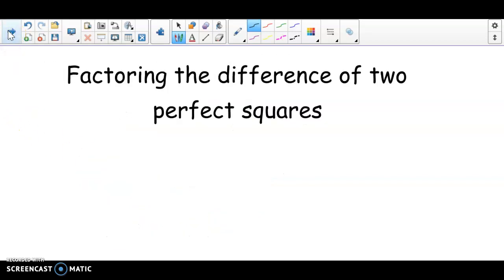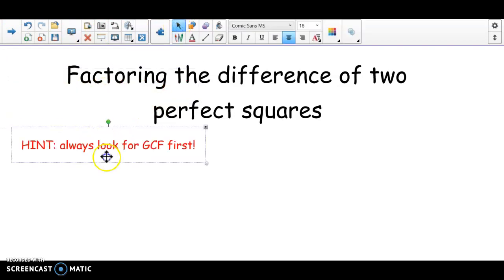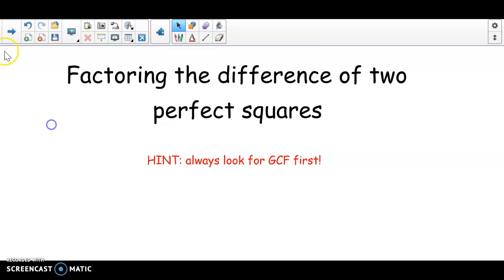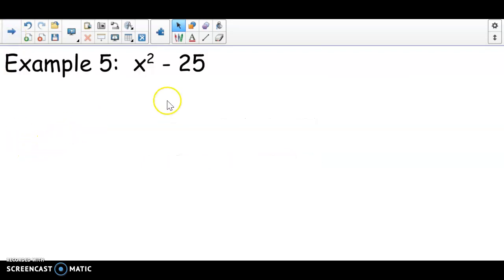Now we're going to look at factoring the difference of two perfect squares. Still remember your hint. Remember that your hint says you're always going to look for GCF first. Is there a GCF I can take out of that one? Nope. Notice that this is a minus sign. This is a perfect square. This is a perfect square.